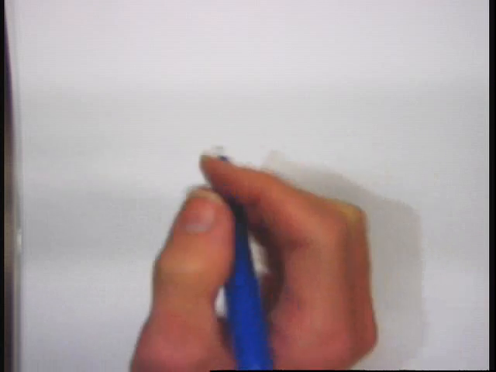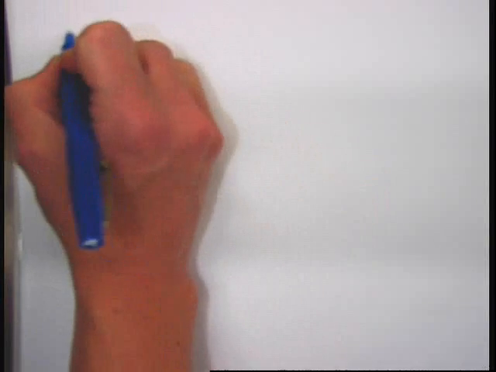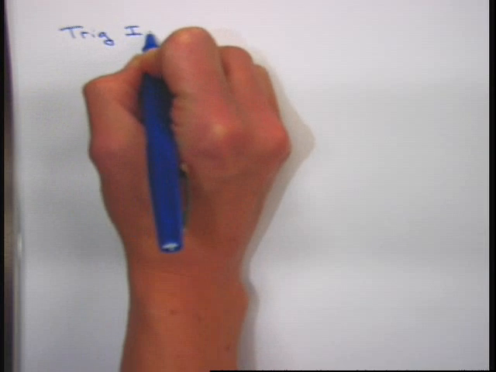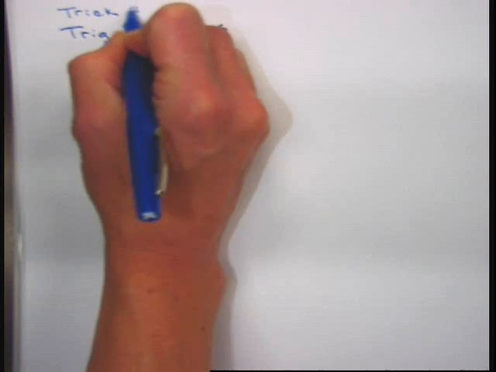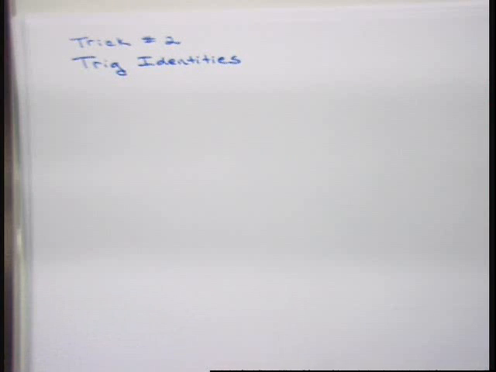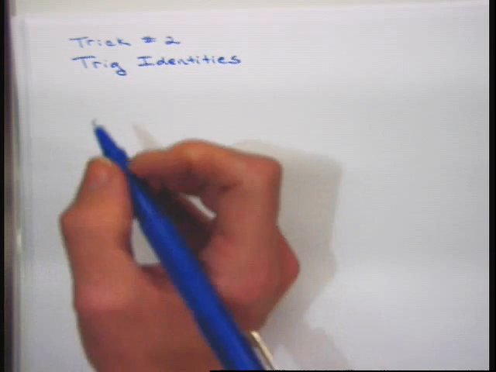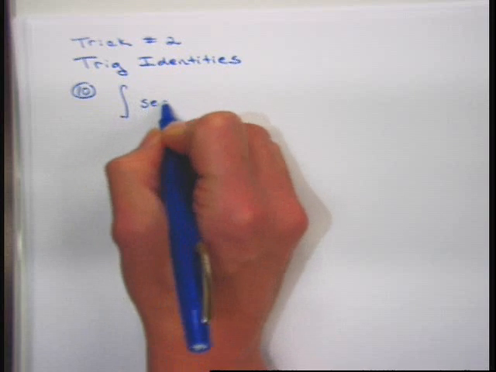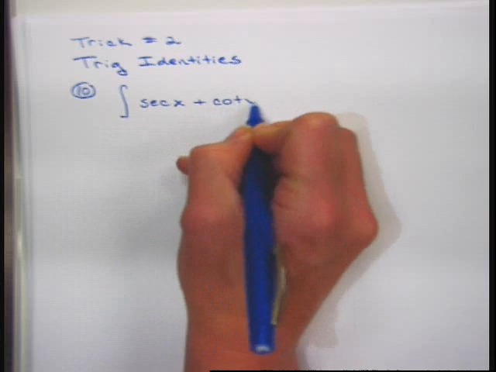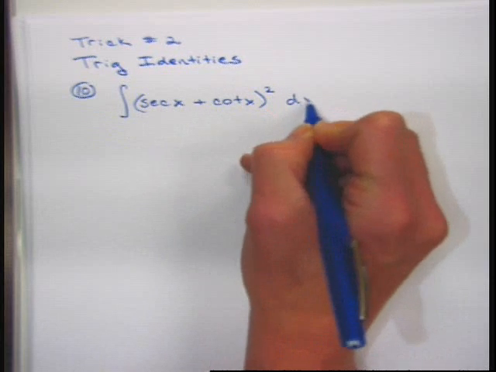Now, let's try another little trick. So the completing the square trick was a fun trick. And now the next trick that we're going to look at is trigonometric identities. So this is trick 2. Trick number 2 is your trig identities. And I did give you a trig formula sheet at the beginning. I don't know if you printed it out or not. So if you need one, you might want to look at that. Let's look at the antiderivative of secant x plus the cotangent of x squared dx.